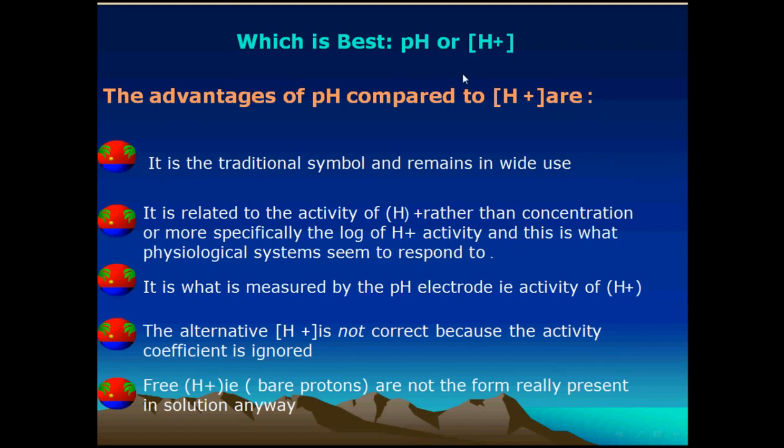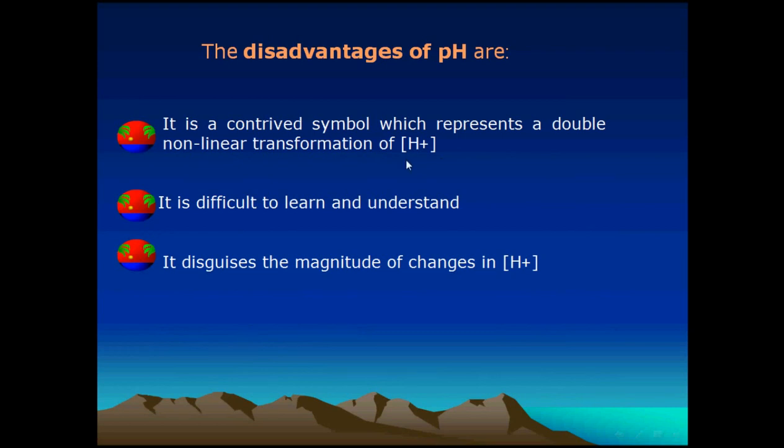Which is best to use, pH or hydrogen concentrations? We are familiar now with pH, not hydrogen concentration, because this is the traditional one, and it is related to the activity and not the concentrations. This is what is usually measured by the electrode. The disadvantage is that it does not give you an accurate value of the hydrogen concentrations, and it's difficult to learn, but you should be familiar.